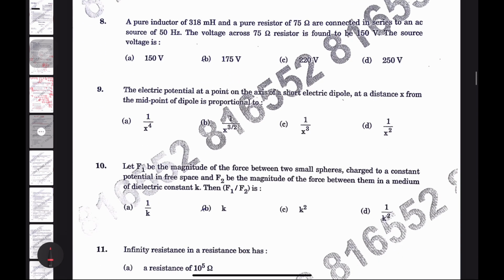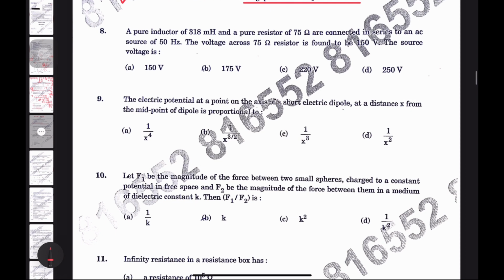Now, a pure inductor of 318 millihenry and a pure resistor of 75 ohm are connected in series to an AC voltage source of 50 Hertz. The voltage across the 75 ohm resistor is found to be 150 volt.